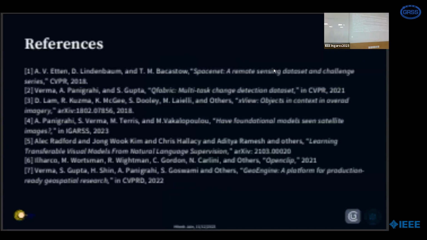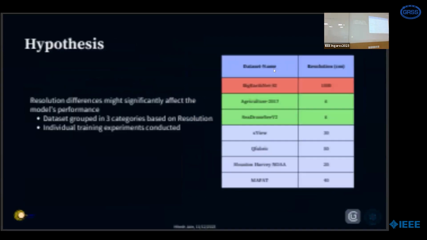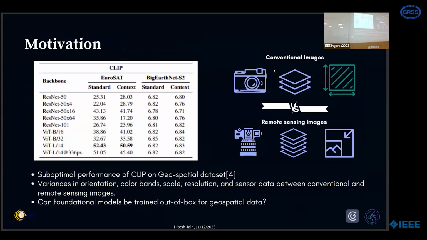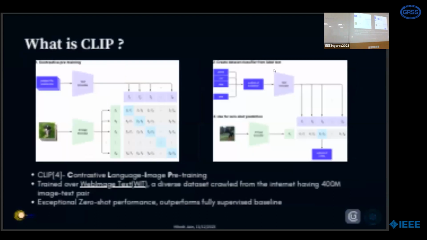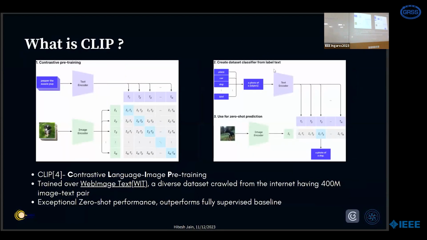So we can use foundation models to enhance the versatility of the dataset. Like some datasets are very small, so we can increase the sizes. Also, once the foundation model is ready, we can use it for the downstream task. We don't need to perform training again and again. Yeah. So the image encoder here, it's either ResNet or Vision Transformer.